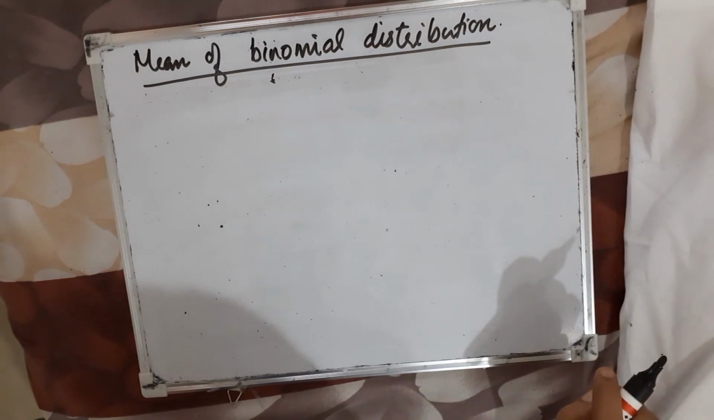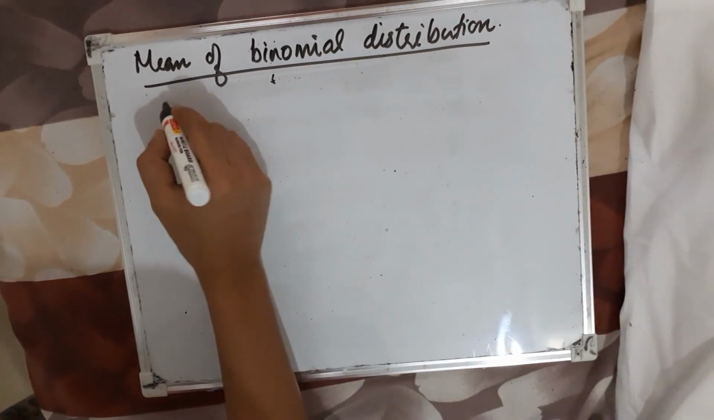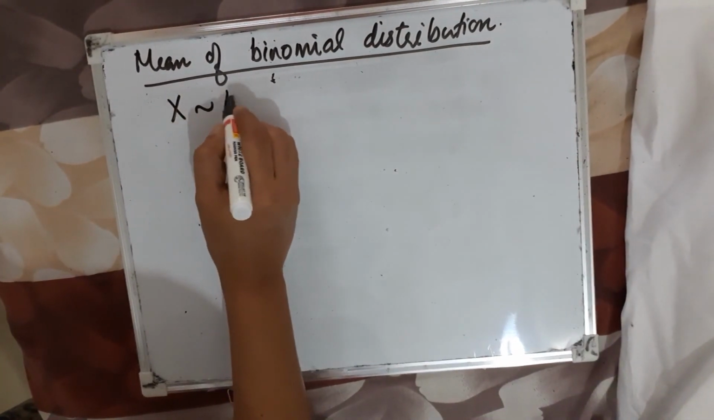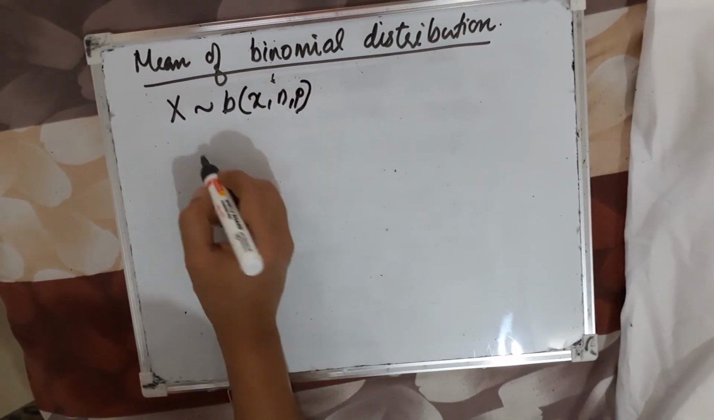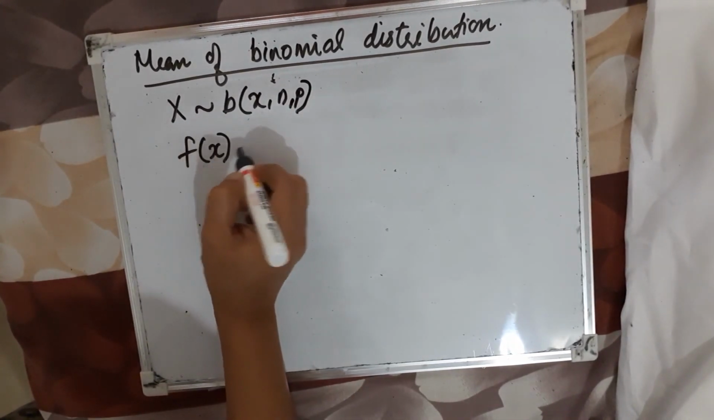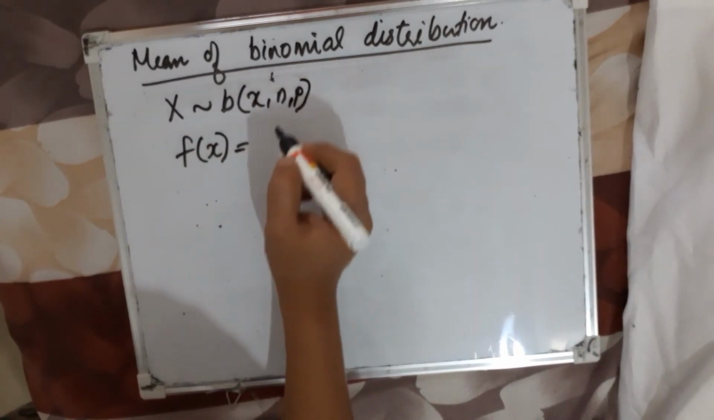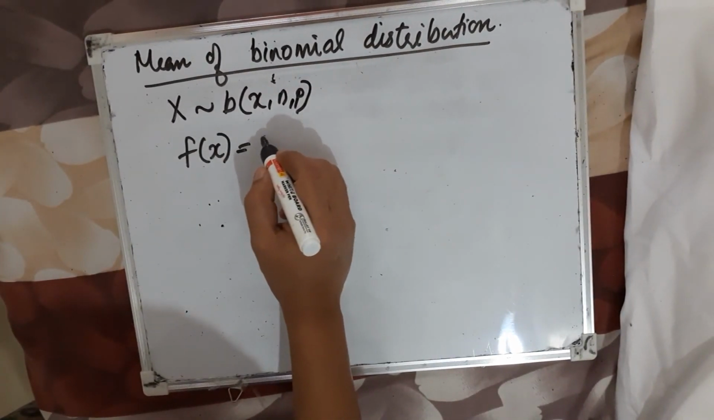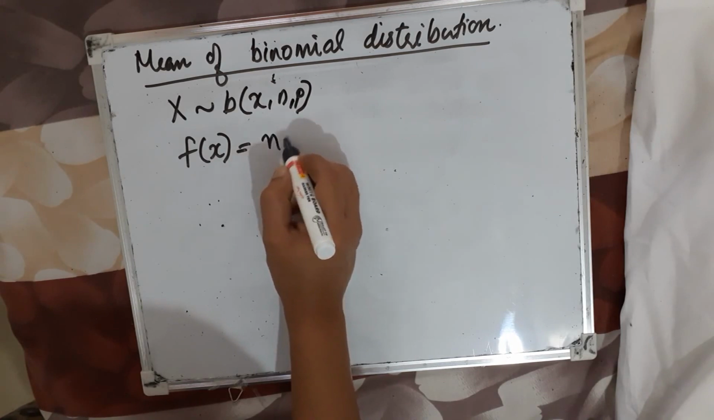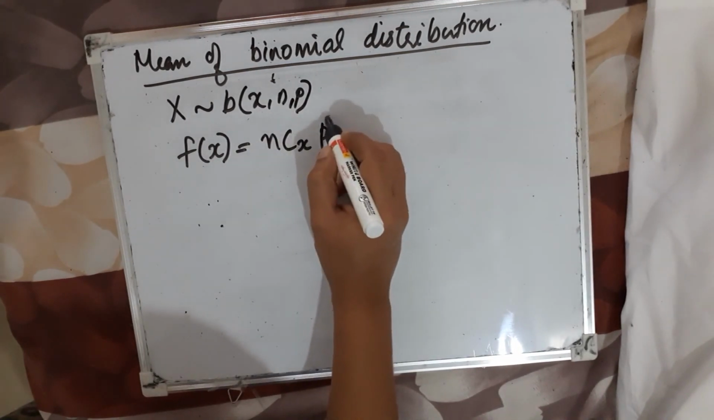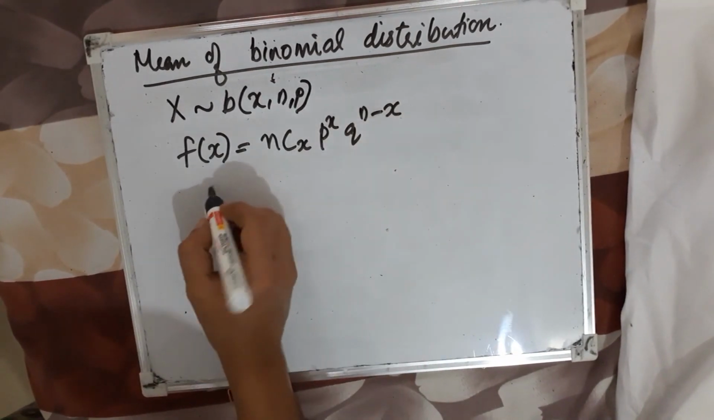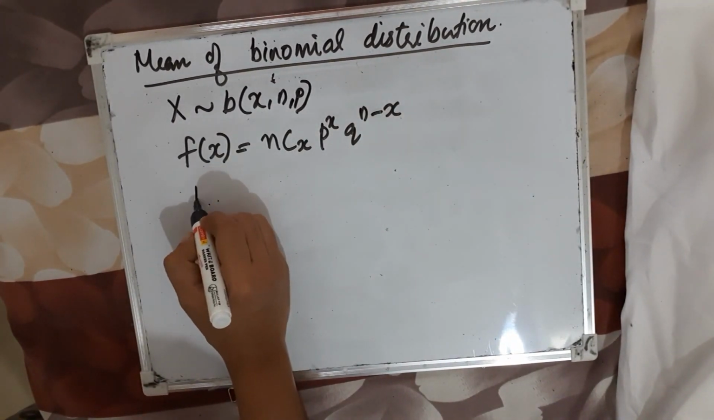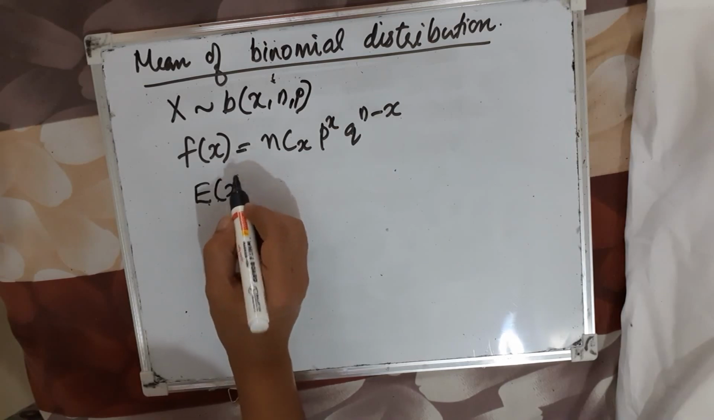Next one is the mean of the binomial distribution. Suppose the random variable x follows the binomial distribution b(x; n, p). Then f(x), its probability distribution, is nCx p^x q^(n-x). We studied in the last class what the mean is. Mean is denoted as the expectation of x.